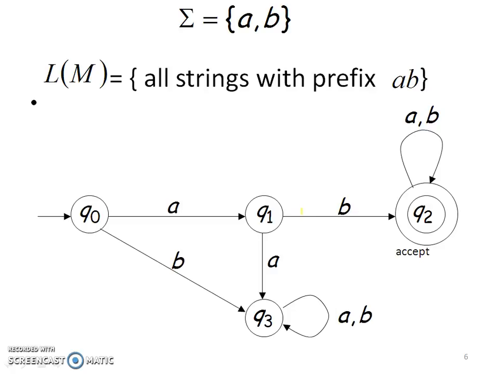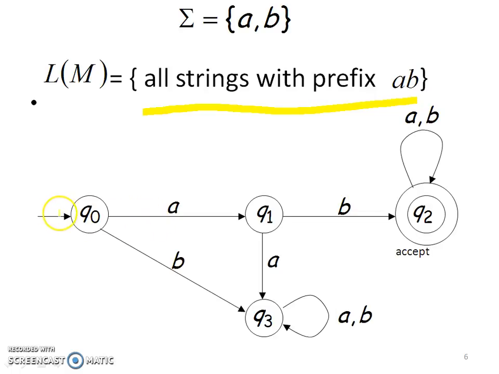Now let's try to see one more example of a DFA and try to understand which language it accepts. This DFA represents all strings with prefix AB. Given this DFA, can you enlist some example strings that would be accepted by the DFA as well as those that would be rejected by the DFA? Let's try to actually do this together.